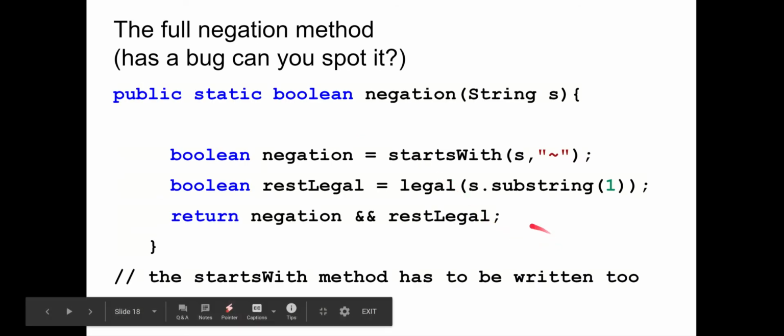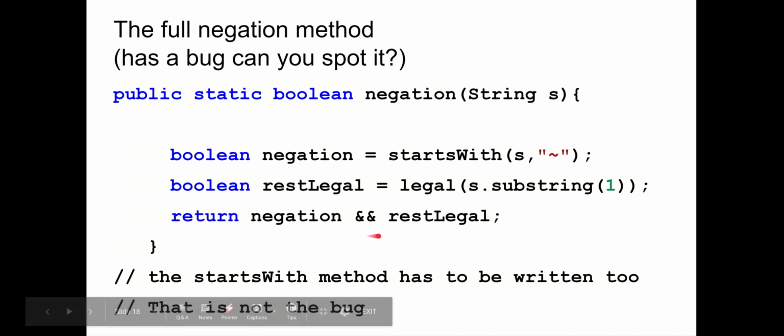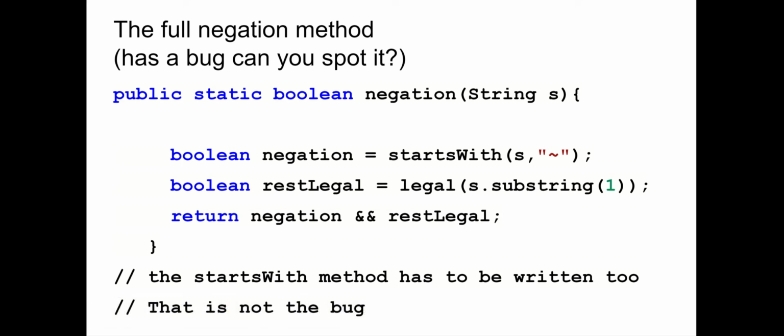Here is our code. And yes, the startsWith method has to be written too. So that's another method that we have not yet written. We're going to have someone else do it. I bet you're starting to think, I could write that code, the code that determines whether or not the string starts with a tilde. If the rest of the logical sentence is legal, then the variable restLegal is true. And then guess what? We once again use logic to write our code. We do a conjunction of negation and restLegal, and we return that. And that tells you whether or not the string S is, in fact, a negation.